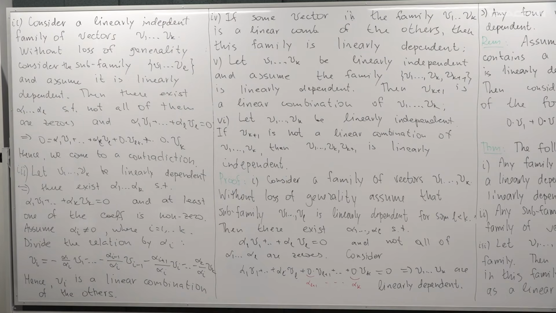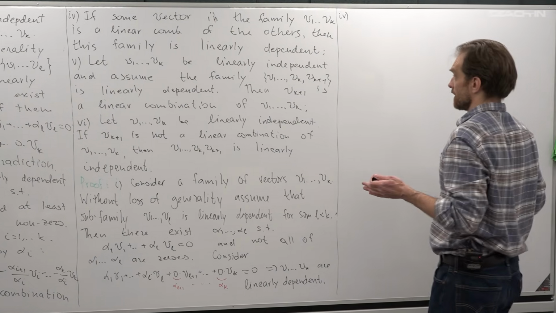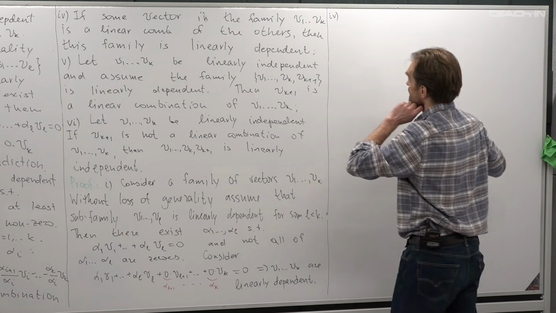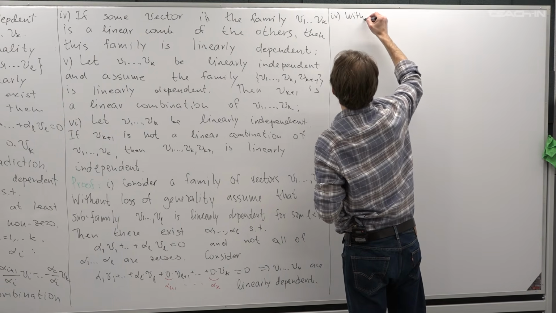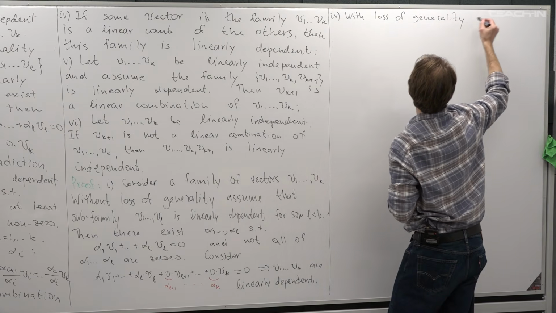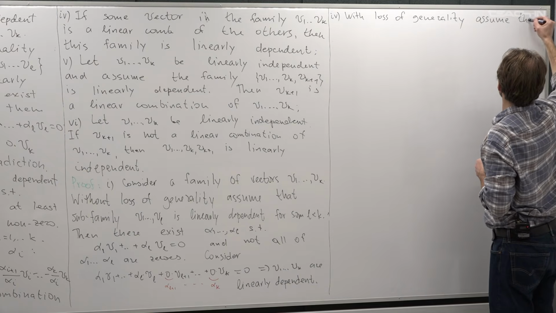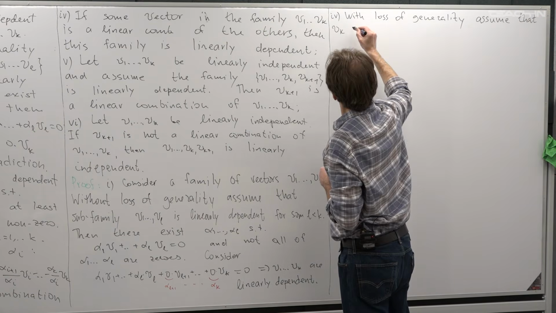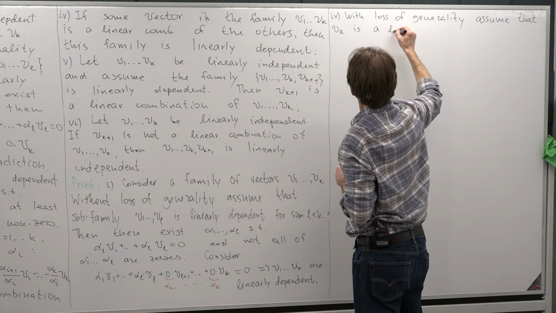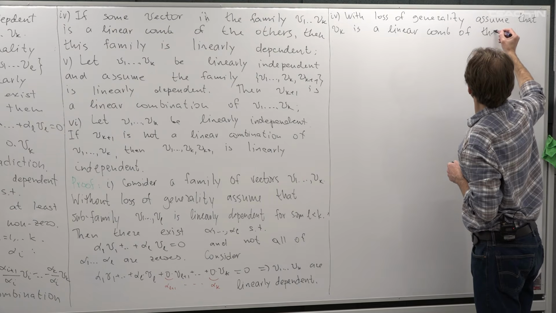Okay, so this proves the third statement of our theorem. So the fourth statement: if some vector is a linear combination of the others, then this family is linearly dependent. So without loss of generality, assume that Vk is a linear combination of the others.